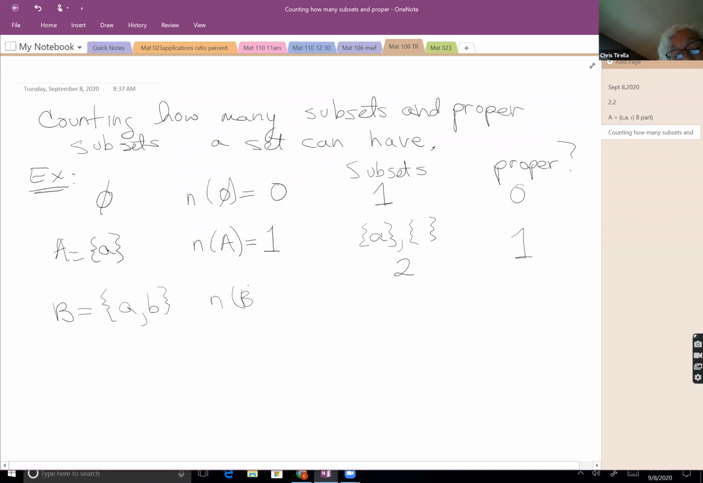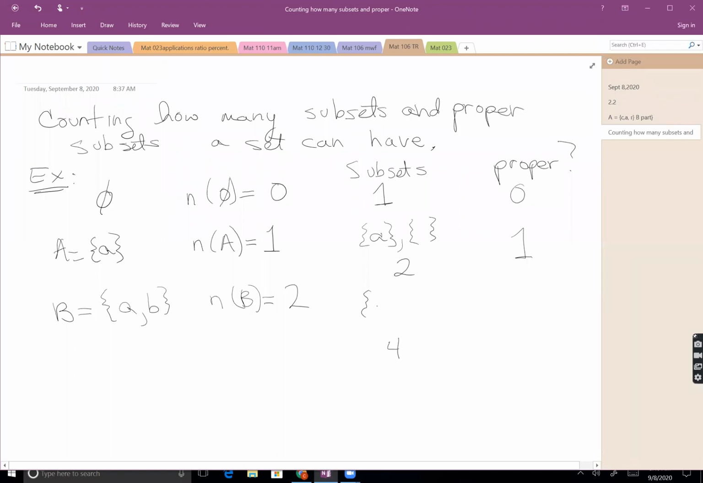What's the cardinality of that set? How many things are in there? Two. If I asked you to list all of the subsets of that set, what would we have? Four. Want to list them so that everybody else sees why there's four?